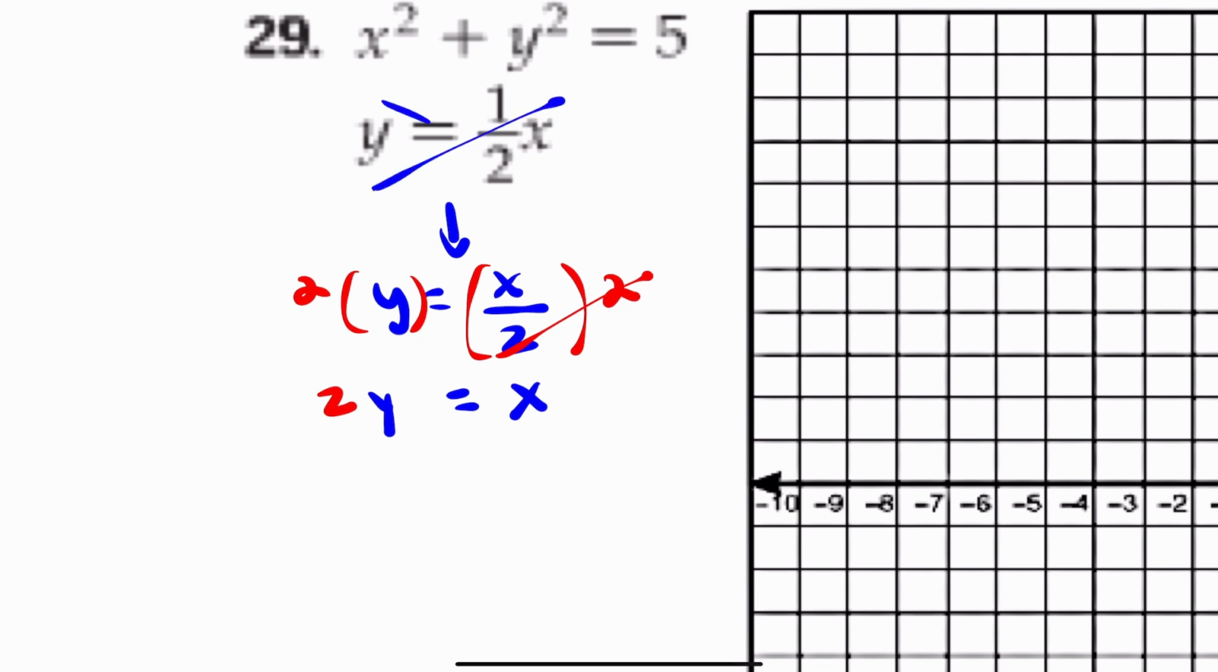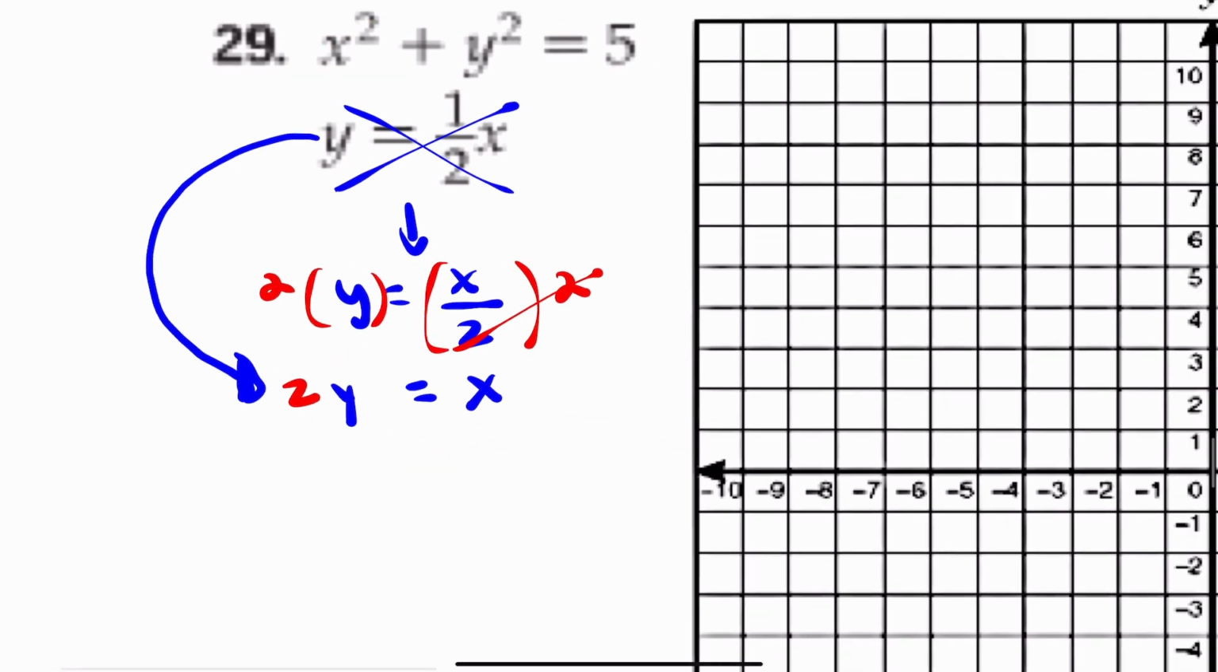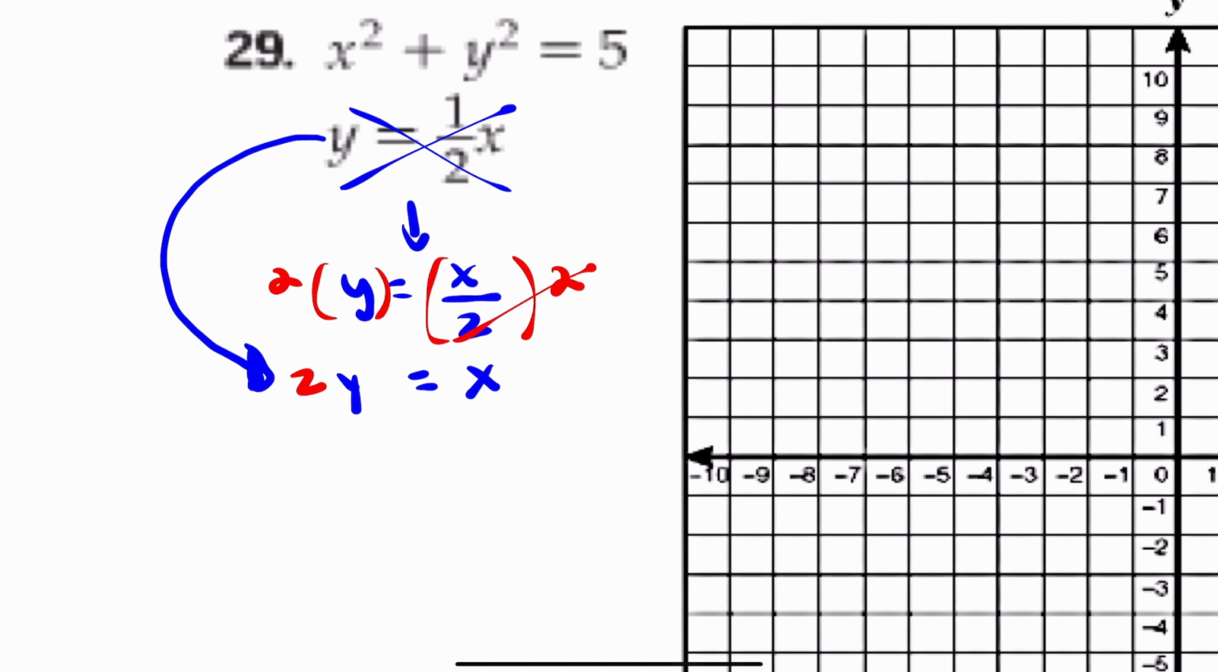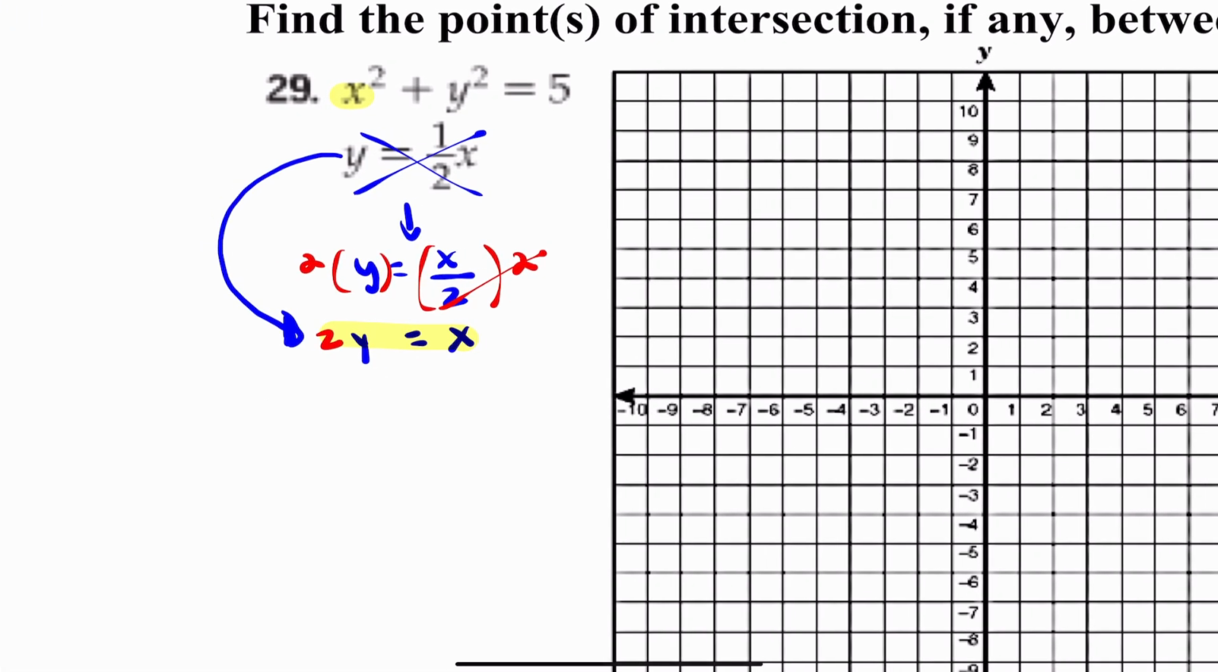That means that I don't need to use this anymore. That y equals 1/2 x, that can go away, because this becomes this now. So I'm working with the old equation and this new equation. Okay? All right. So the fact that we know that x is equal to 2y, right? So x is equal to 2y. Here's x. I'm going to replace that x with 2y. And remember, when we're replacing variables, use your parentheses. So it's (2y) quantity squared, plus y squared equals 5.